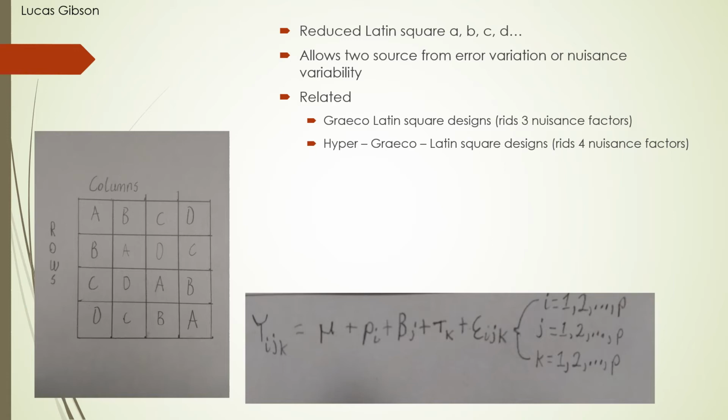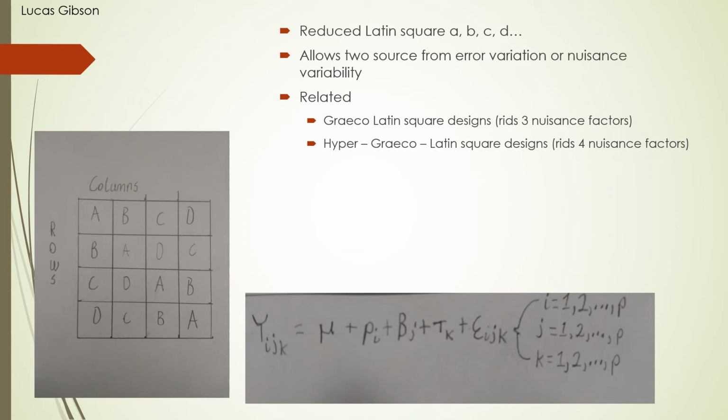This Latin square allows us to use two sources of error variation, or nuisance variability. When we have nuisance factors and we can't combine them, we can't simplify it, a Latin square becomes very useful.